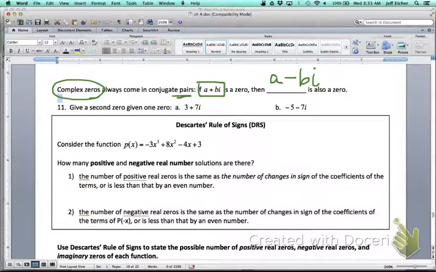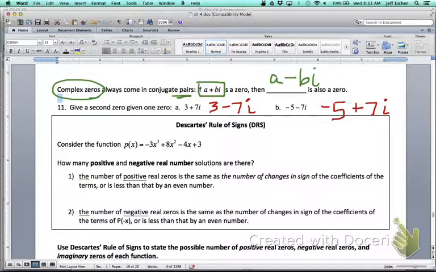So for this number 11, give a second 0. If 3 plus 7i is a solution, then 3 minus 7i, its conjugate, is a solution. And then b, the conjugate is negative 5 still. Don't switch that sign. That's a common mistake students make. Just switch the sign on the inside with the imaginary part. So those are also solutions.